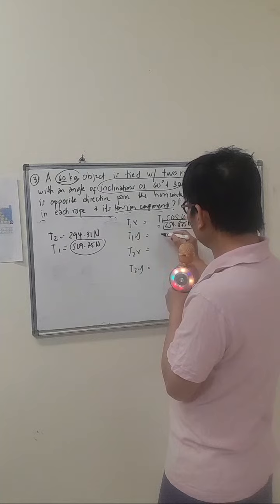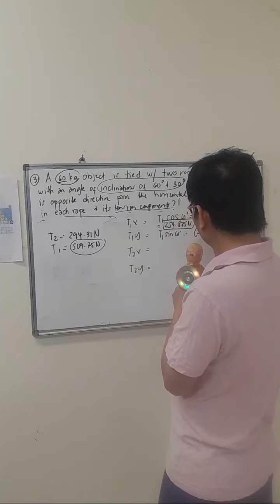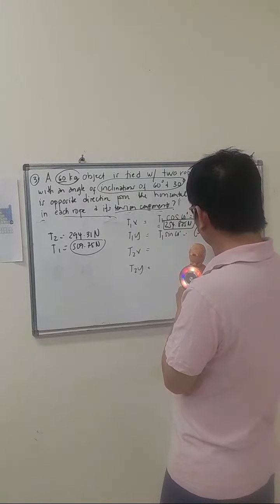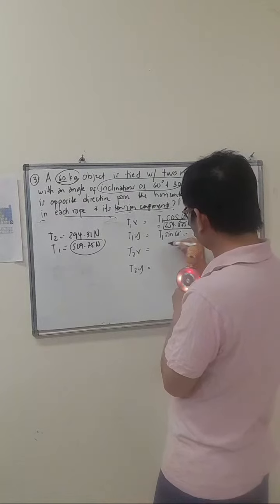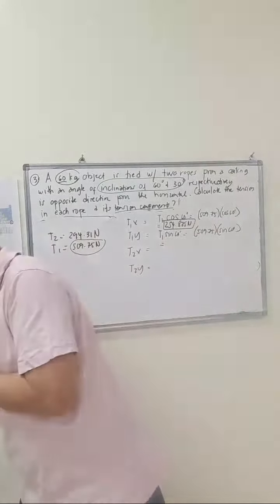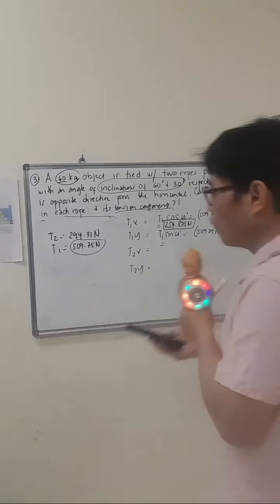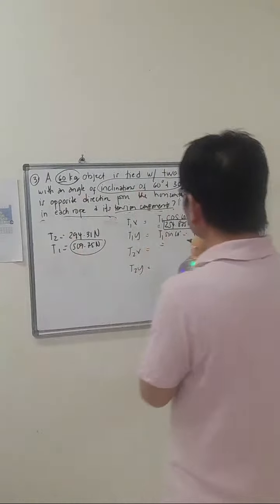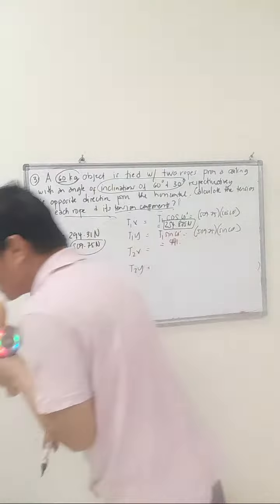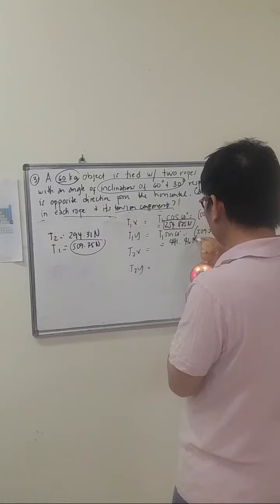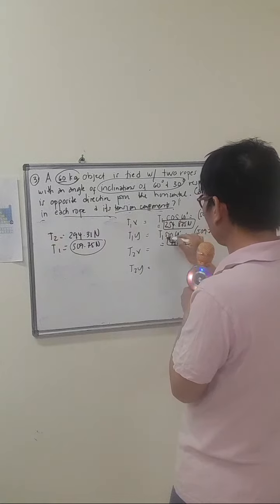How about your T1y? Your T1y will be equal to T1 sine of 60 degrees, then T1 is 509.75, then sine of 60 degrees. Okay, how much is that? Your T1y, vertical component tension force. Sine 60 times 509.75 is equal to 441.46 Newtons. So it's gonna be the vertical tension force of your rope 1.